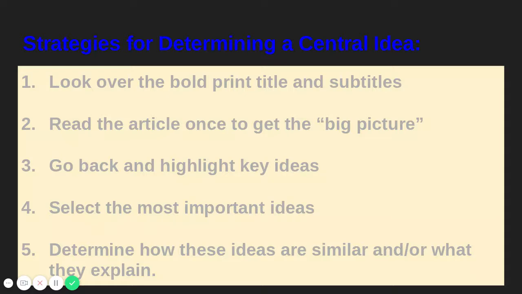So, quick review, strategies for determining that central idea. Look over the bold print title and the subtitles. Read the article once to get the big picture. Go back and highlight key ideas. Select the most important ideas and determine how these ideas are similar or what they explain.